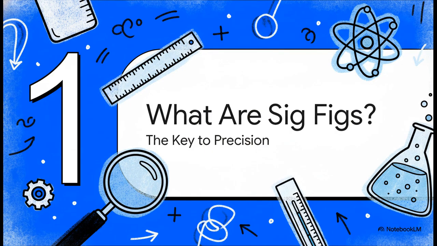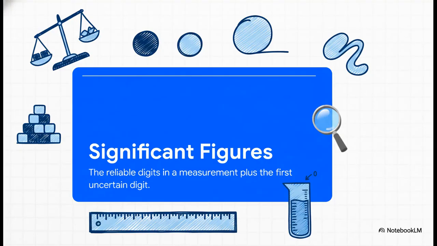Section 1. What are significant figures? So, what's the big deal with these things anyway? Well, you can think of them as the language of precision in science. The textbook definition is actually pretty simple, but it's really powerful. Significant figures are all the digits in a measurement that you are absolutely sure about. We call those the reliable ones, plus one and only one estimated or uncertain digit. It's how we communicate how good our measurement is.